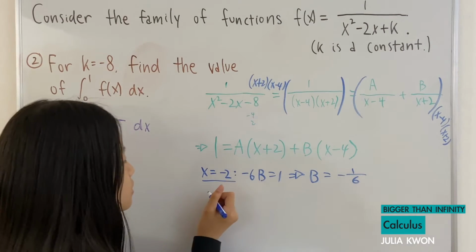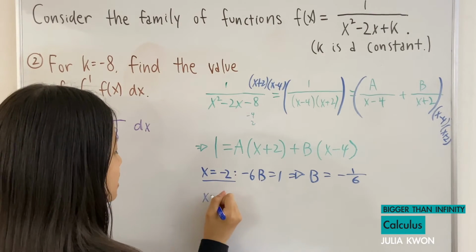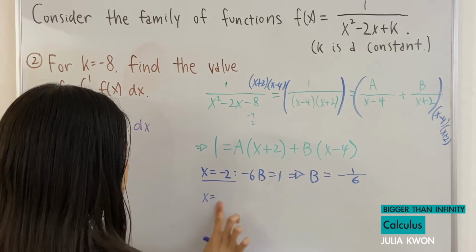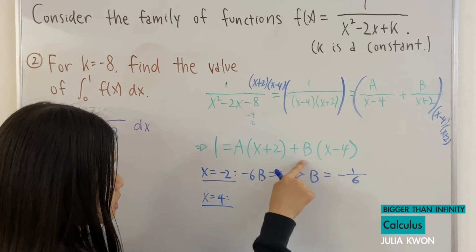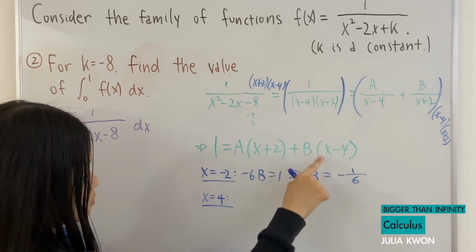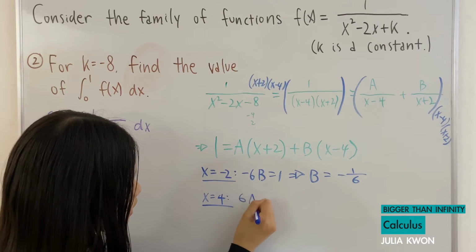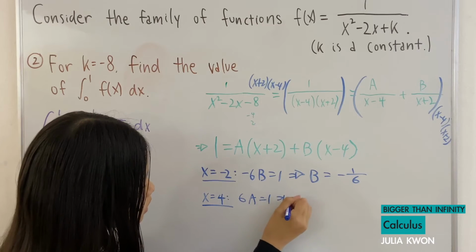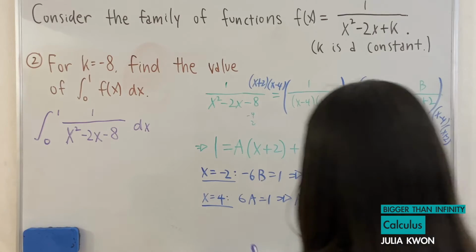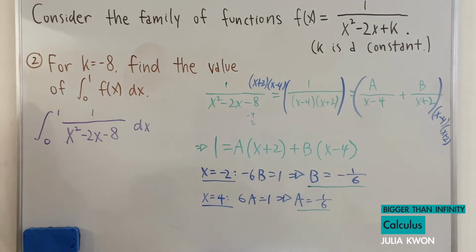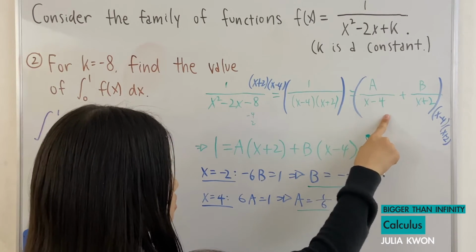Now that we have found the value of b, we have to find the value of a. We're going to put in 4 as x, because then that would cancel out this term, because it would just be 0. And we would only have 4 plus 2, which is 6, multiplied by a is equal to 1. Solve for a, and we have 1/6. Okay, we have found the two values of a and b, and now we're going to put that into here.